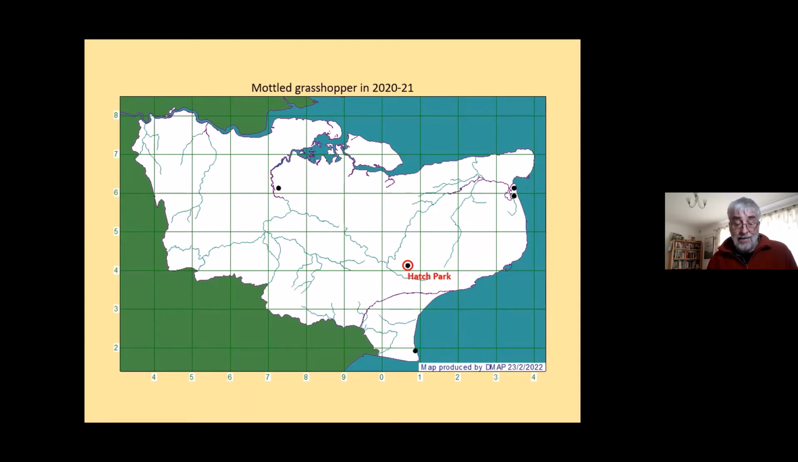That one there is Hatch Park, which is a privately owned deer park, triple SI near Ashford. Its most recent record until last year was 1979 for mottled grasshopper. And then that one is Coolham Pits, where the last record previous to last year was 1984. So they're still in these places.